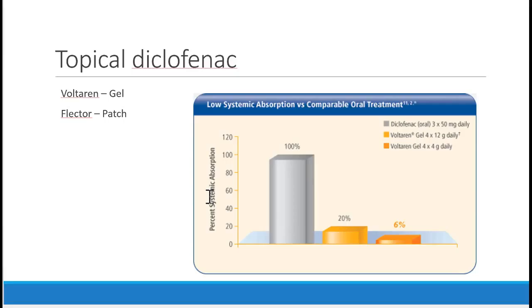And you can see this graph comparing diclofenac oral, where you get 100% systemic absorption, versus the gel at different doses and how minimal systemic absorption you get. So the point is that you get lower amounts of side effects with lower systemic absorption. So you don't get as big of a GI bleeding risk. You don't get as big of a kidney injury risk, and that's a nice advantage to these products. So if you're looking for a product that's going to be a little bit less invasive as far as systemic exposure, these could be a good option for some people.